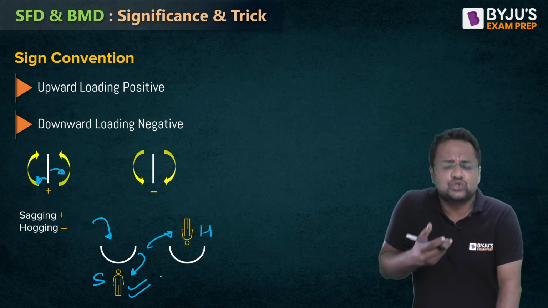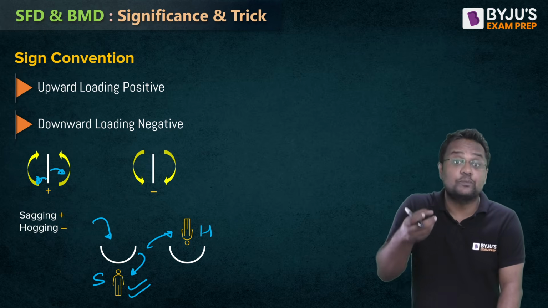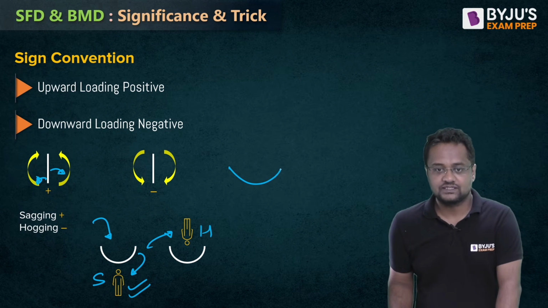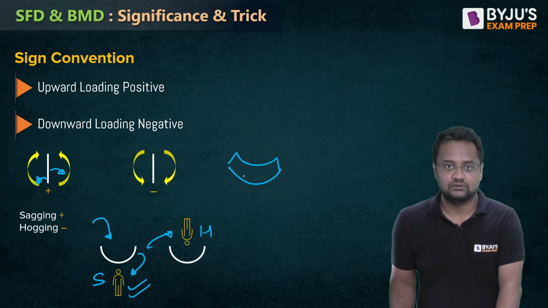The actual physical significance of sagging is where to put the tension reinforcement. Suppose something is like this and concrete is very brittle, weak in tension. So tension is at the bottom, so we will put steel here.